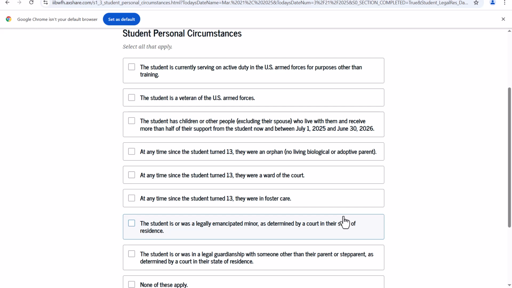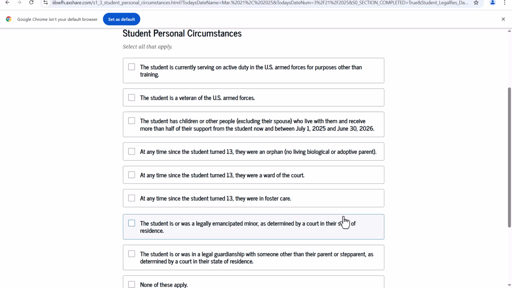If not, they'll move on to the next question, which is, the student has children or other people, excluding their spouse, who live with them and receive more than half of their support from the student now and between July 1st of 2025 and June 30th of 2026. Okay, so if a student has a child or other people, excluding their spouse, who they are providing more than half of their support for, they will select yes to this question.